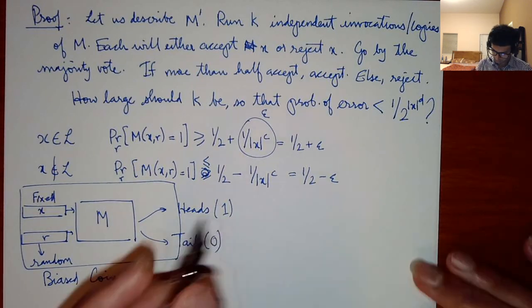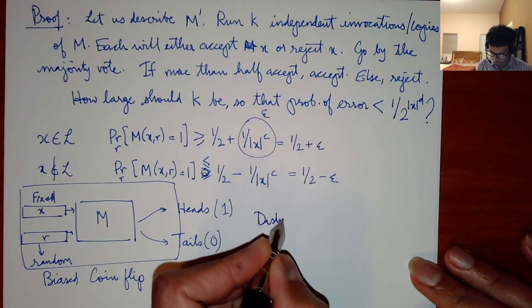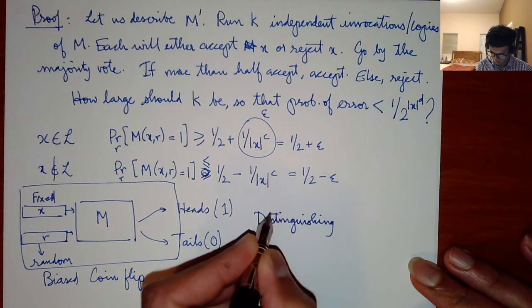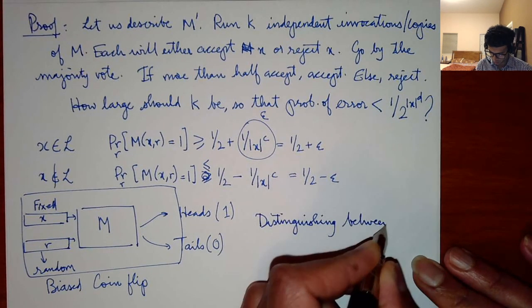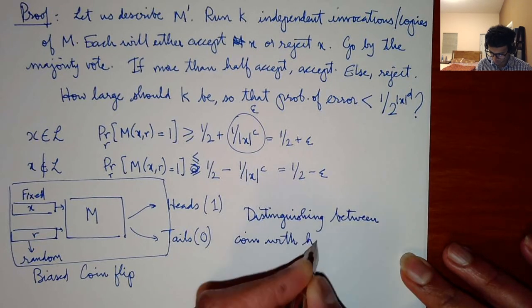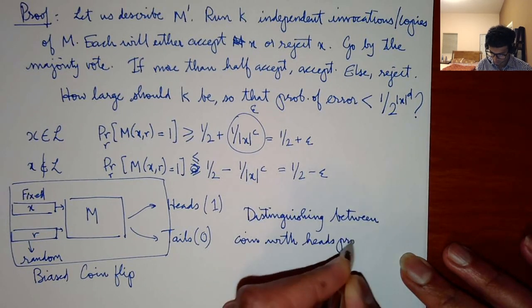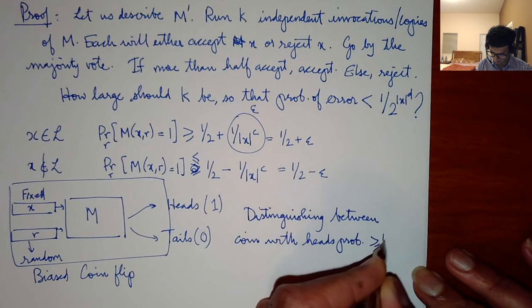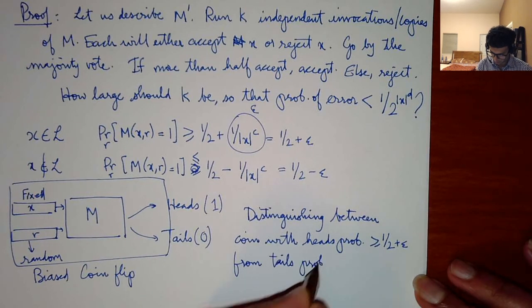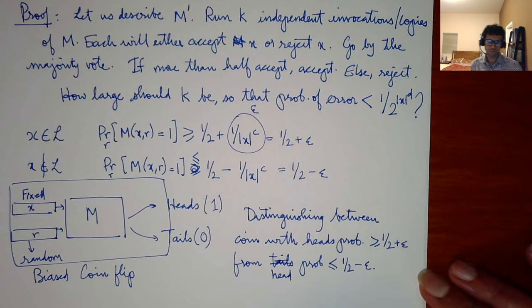So it boils down to this game of distinguishing between a coin with a heads probability of greater than half from a coin with a heads probability of half minus epsilon.